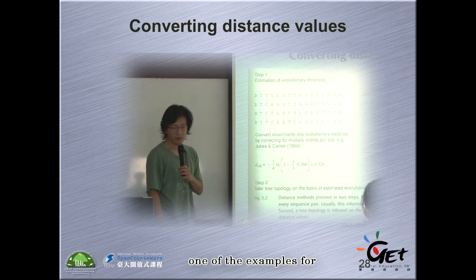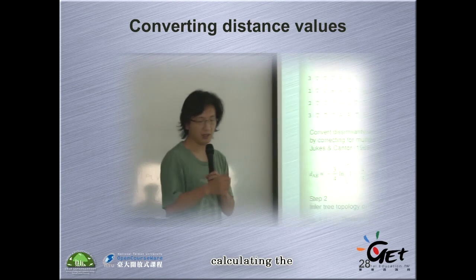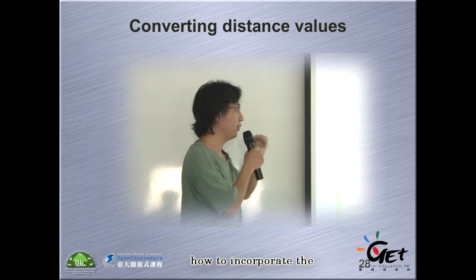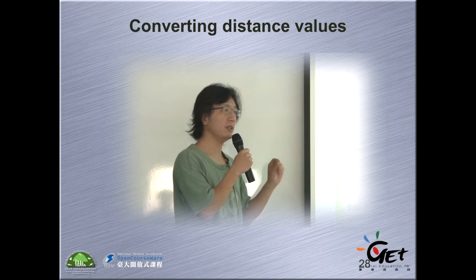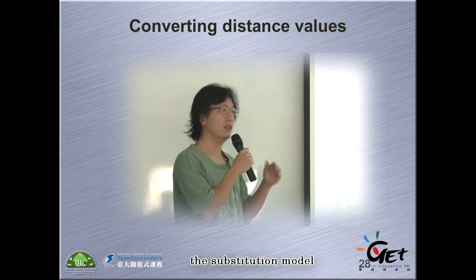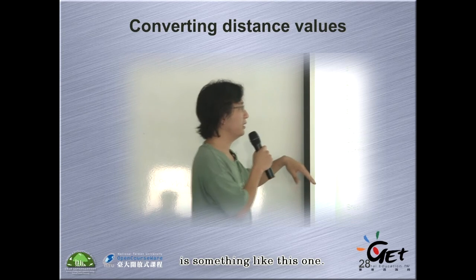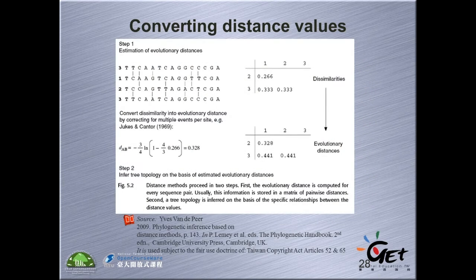One example for calculating the distance and how to incorporate the information of the substitution model is something like this one. Well, actually I already mentioned this. Probably this should go a little bit earlier. Anyway, this is the similarity measures for the different sequences, and you just need to recalculate a new distance matrix according to the substitution model.